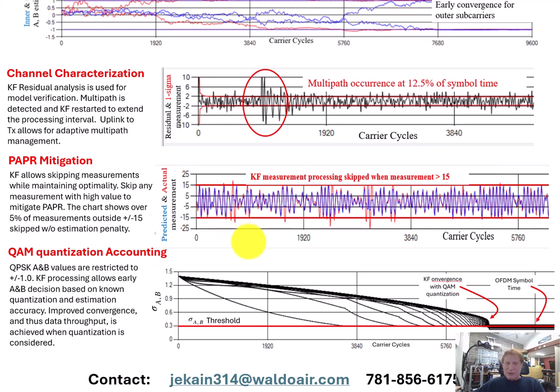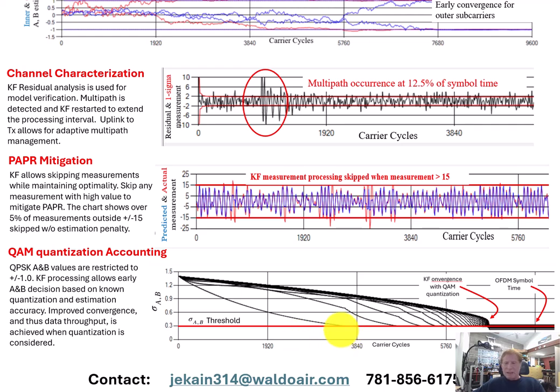As a final case study, we look at taking advantage of known A and B quantization. QAM modulation results in quantized A and B values, with QPSK selected from plus and minus 1. If we stop the estimation for a subcarrier as its sigma drops below 0.33 or 6 sigma, then we will introduce less than 3.4 errors per million symbols. This logic is mechanized in the Kalman filter by zeroing the appropriate term in the H matrix.